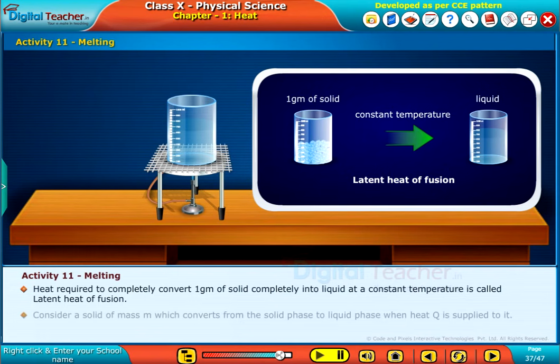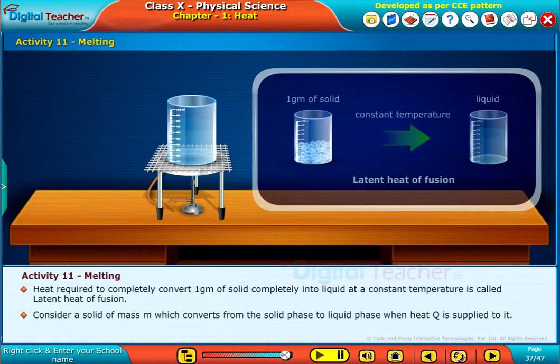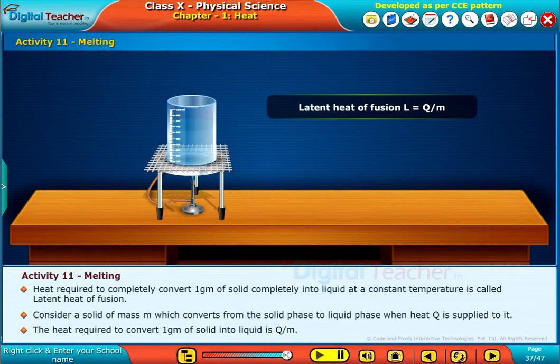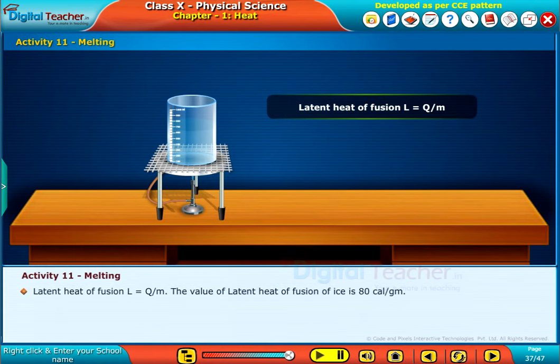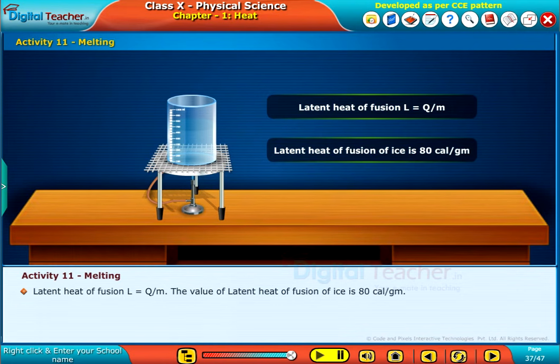Consider a solid of mass m, which converts from the solid phase to liquid phase when heat Q is supplied to it. The heat required to convert 1 gram of solid into liquid is Q by m. Latent heat of fusion L is equal to Q by m. The value of latent heat of fusion of ice is 80 calories per gram.